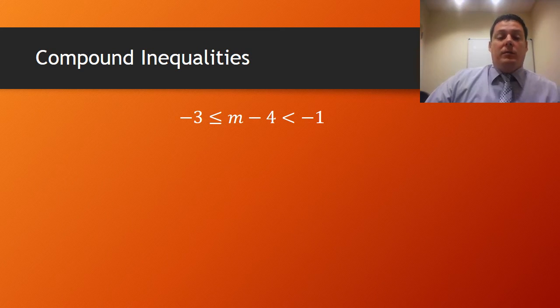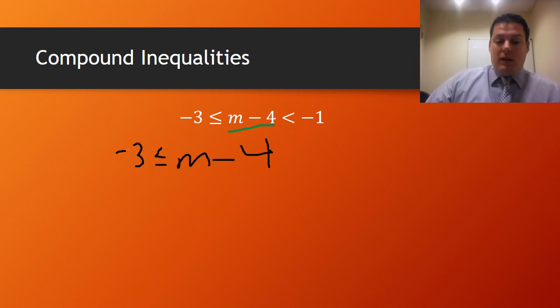All right, we also have something called compound inequalities, where we have something in the middle. When we're solving for one of these, we just have to do it to each side, or we want to think of this as two equations, which might be the best way to do it. So we have -3 is less than or equal to m minus 4, and then m minus 4 is less than -1. So we want to solve these separately.